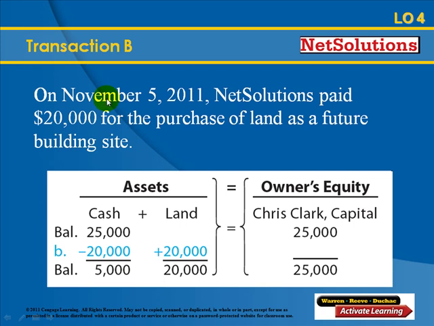Now, November 5th, Net Solutions paid $20,000 for the purchase of land as a future building site. So we're going to take $20,000 from cash, and then we're going to create a land account and put $20,000 in it. We balance the cash account to come out to $5,000. So we now have $5,000 in cash. We have land of $20,000. Together that makes $25,000, and that equals the equity in the company, $25,000. So the owner has basically $25,000 leverage on the $25,000 assets. See, he owns it all. All of this is his.